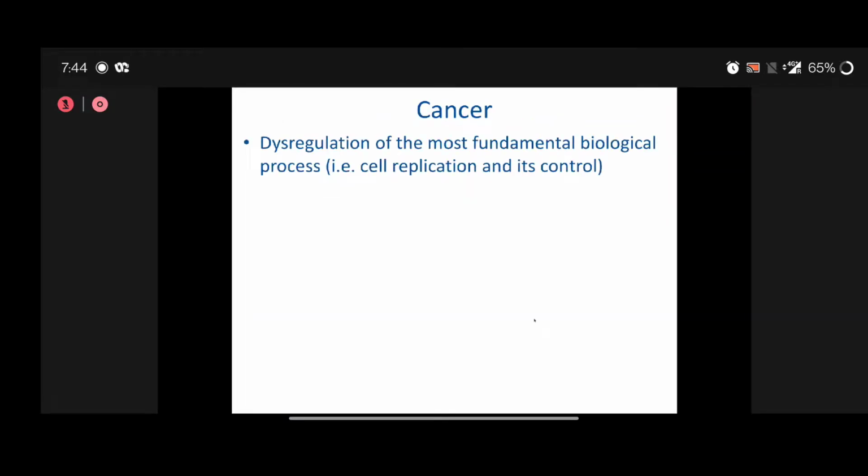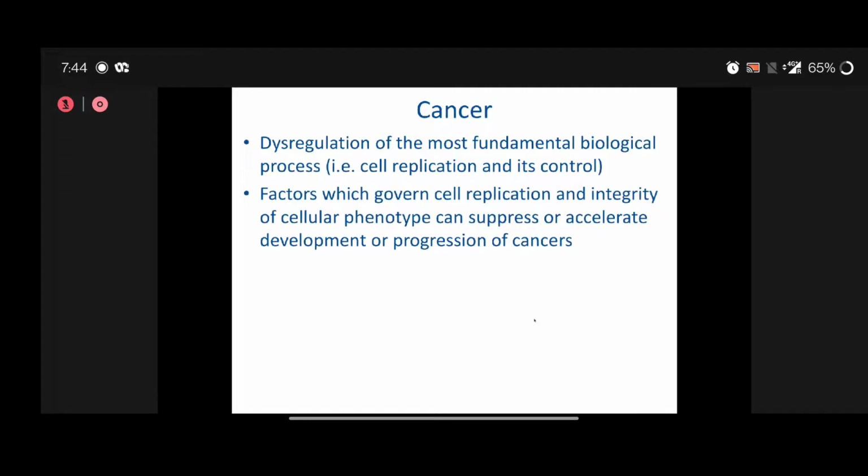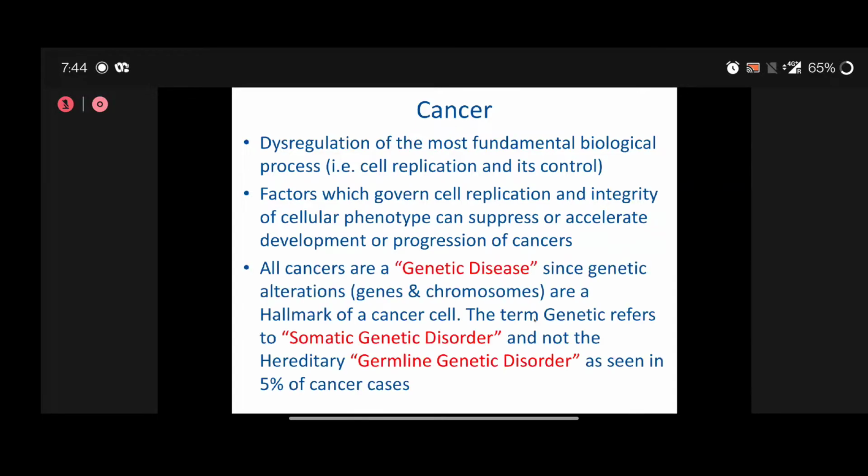So cancer is basically a dysregulation of the most fundamental biological process, and any factor which governs the replication and integrity of cellular phenotype can suppress or accelerate the development or progression of cancer. This looks a little odd when they say that all cancers are a genetic disease, because genetic alterations, whether in genes or chromosomes, are a hallmark of cancer cells.